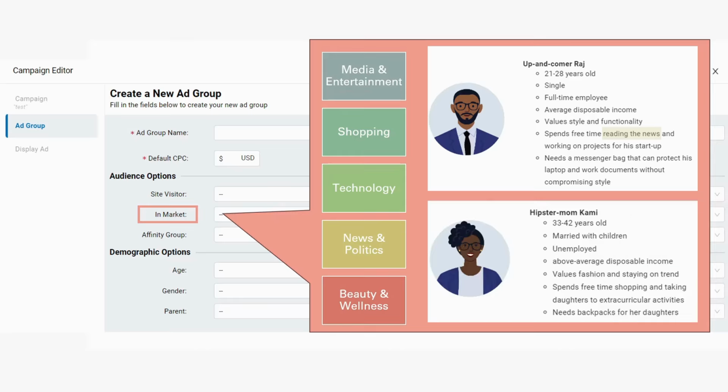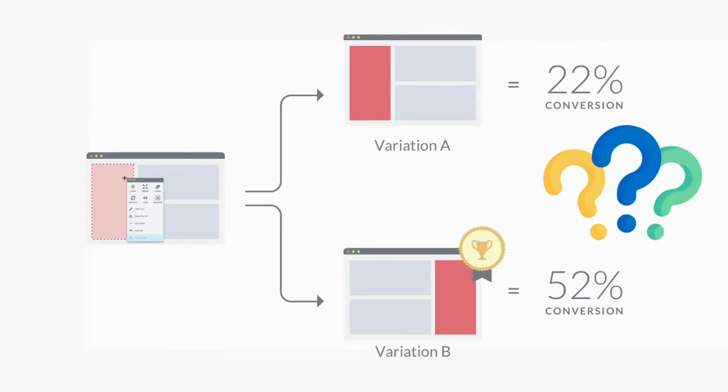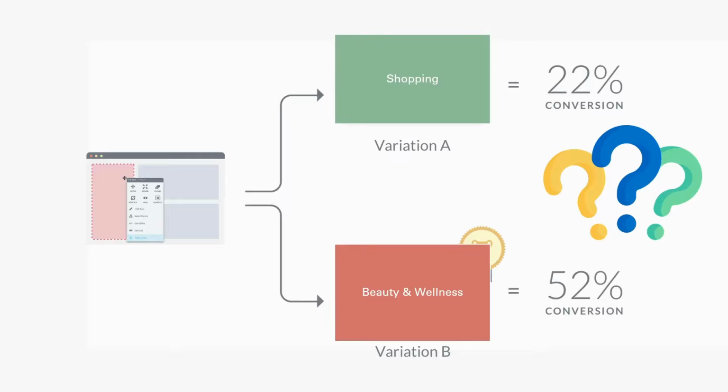For hipster mommy Kami, it would be a good fit to do shopping, but it might be slightly more challenging if you are thinking her fashion hobby is also related to the beauty and wellness category. So if you ever want to test this out because you're kind of seeing multiple categories and you're not sure which one is going to be more effective, then what you can do is create 2 ad groups as a sort of A/B test. All right, so you could do one ad group with the affinity for shopping and one ad group with the affinity for beauty and wellness.